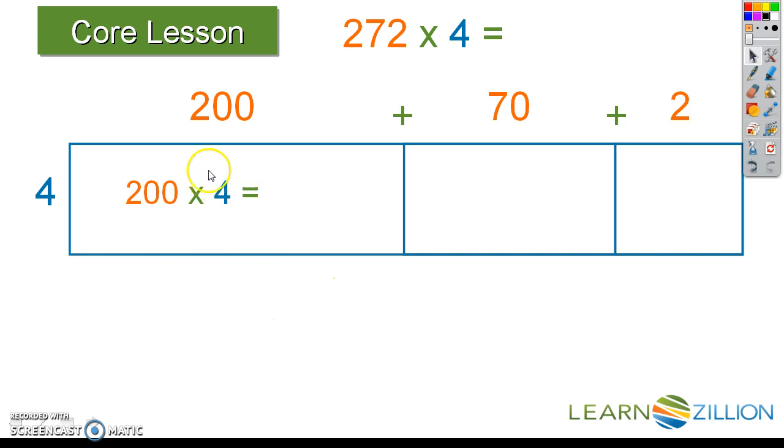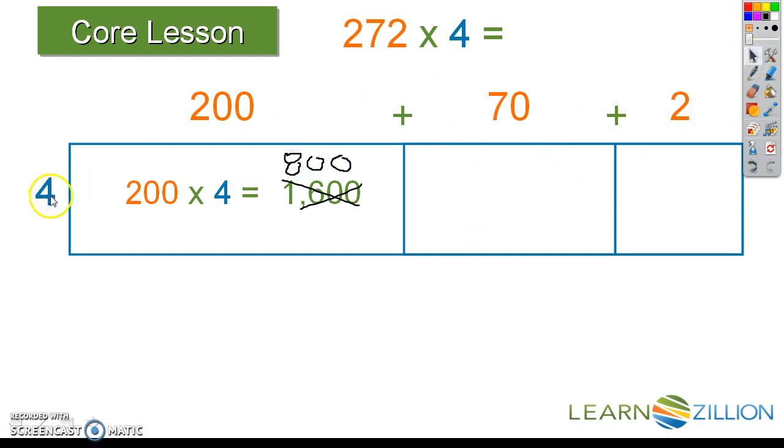Alright, so we want to do 200 times 4. And again, extended facts, 4 times 2 is 8. Add the 2 zeros, and you get, that should be 800, not 1,600. So I'm going to cross that off. So, because 4 times 2 is 8, add the 2 zeros.